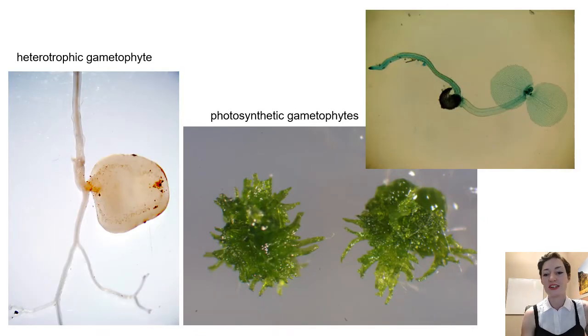The gametophytes start to get pretty interesting. So gametophytes in our mosses were the larger part of the life cycle. Here they get increasingly reduced. So gametophytes will either be photosynthetic and very small, or they'll be non-photosynthetic and parasitize other organisms. So that is what we have on the left, a parasitic gametophyte from one of our Lycopodiophytes.